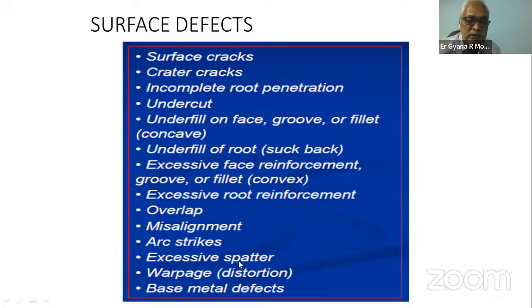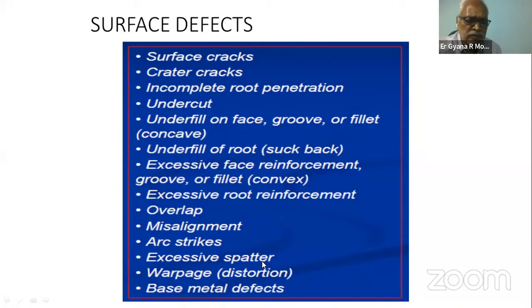Excessive splatter. Excessive splatter occurs only in the case of MIG welding. There is no excessive splatter in the case of submerged arc welding. In MIG welding we normally use carbon dioxide, and with carbon dioxide there is a lot of splatter. Splatter are very, very small droplets of weld which come out and stick to the nearby areas or fall into it, and they create a lot of defects.